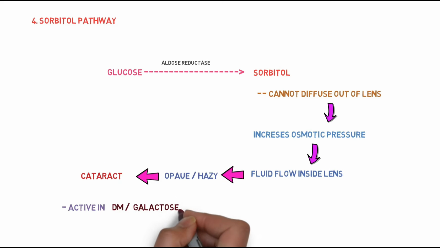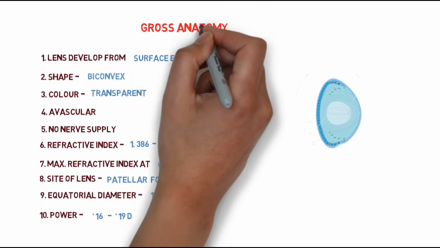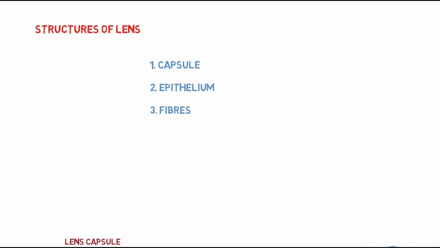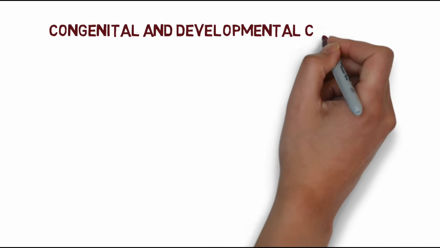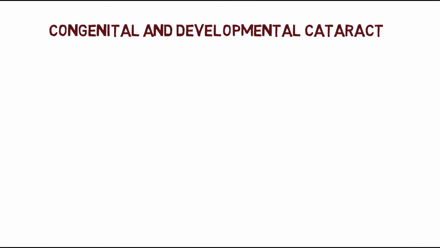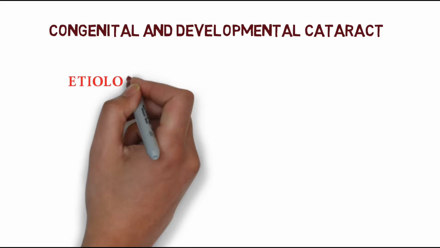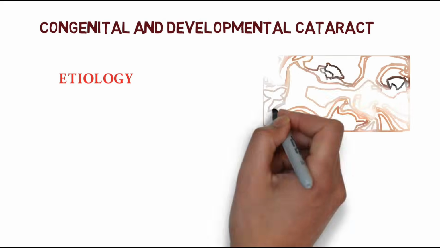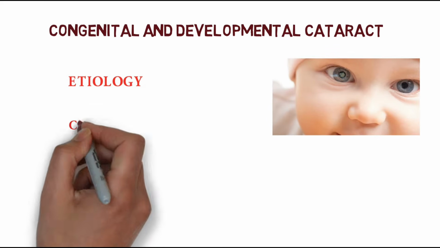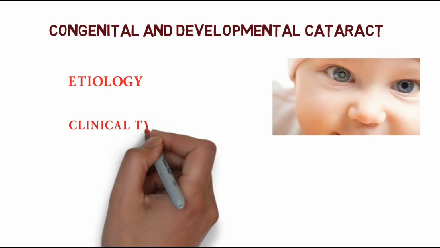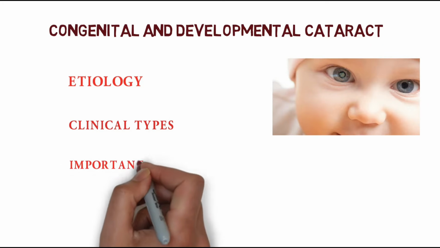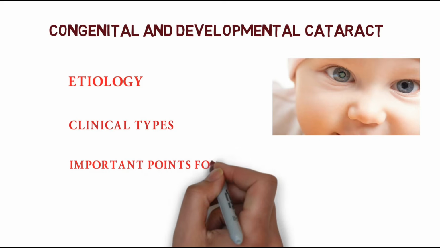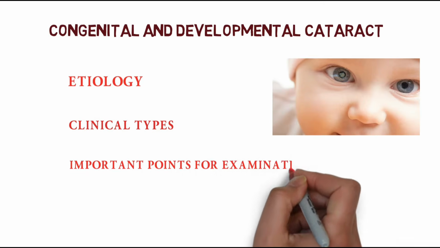So this is all about the lens, in which we covered its applied anatomy, its structures, and applied physiology and biochemistry. Now first we are going to start with congenital cataract, in which we will discuss its etiology, how congenital and developmental cataract occur, what is the reason behind it, and after that we will discuss clinical types, right? And at last we will cover the points which are important for your PG preparation.